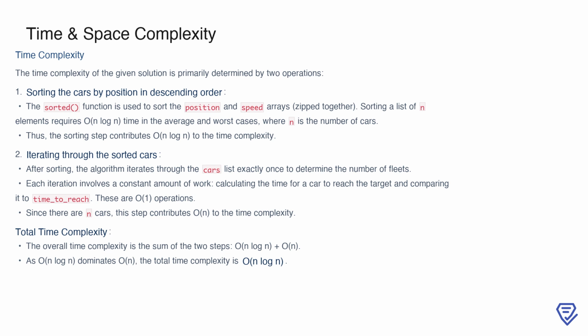Next, after sorting, we iterate through the cars exactly once to determine the number of fleets. Each iteration involves straightforward operations, like calculating the time for a car to reach the target and comparing it to the current fleet's time to reach. These operations are O(1) each, and since there are n cars, this step contributes O(n) to the time complexity. When we combine these two steps, the dominant term is O(n log n) from sorting, so the overall time complexity of the solution is O(n log n).